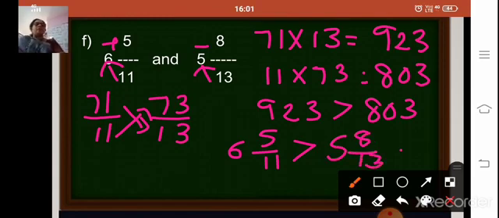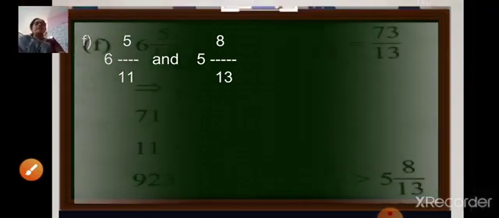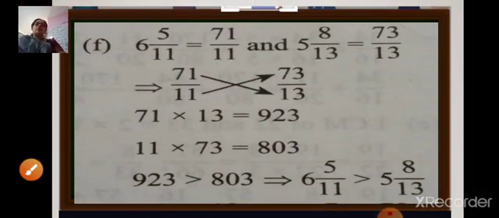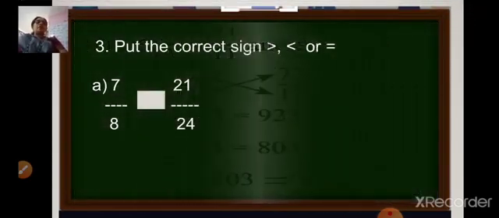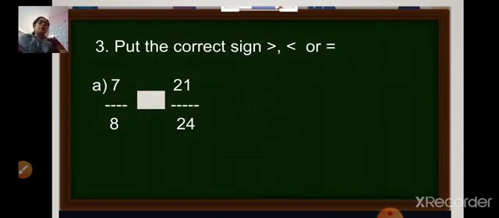Okay. So solve it and then just check with this slide whether you have done the sum correctly. Okay. Now the next sum, put the correct sign. You have to put the correct sign with the greater, smaller or equal to sign. Again, you will compare the fractions by this method, that is using the cross multiplication method. Now here the fractions are 7 upon 8 and 21 upon 24.